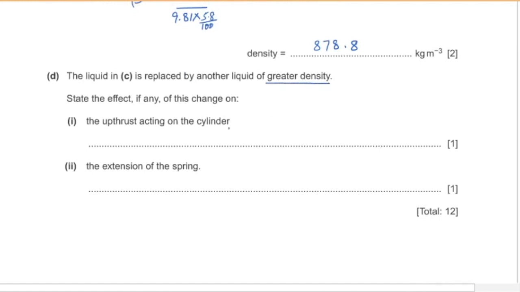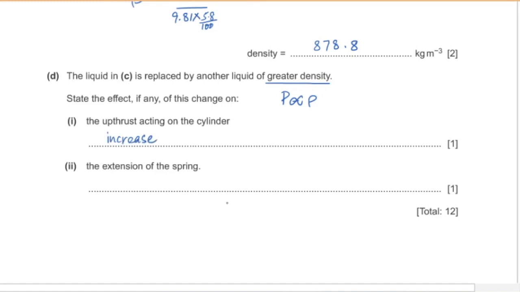State the effect of this change on the upthrust acting on the cylinder. So greater density means a greater difference in pressure, because pressure is directly proportional to density. So when the density increases, there will be a greater difference in pressure at the top and at the bottom, which in turn means a greater upthrust, because those two quantities are again directly proportional to each other. So the upthrust is going to increase.